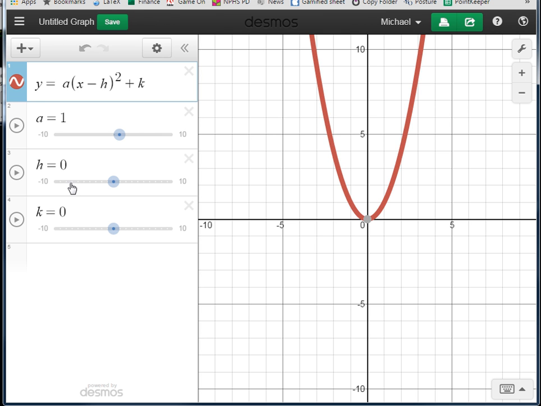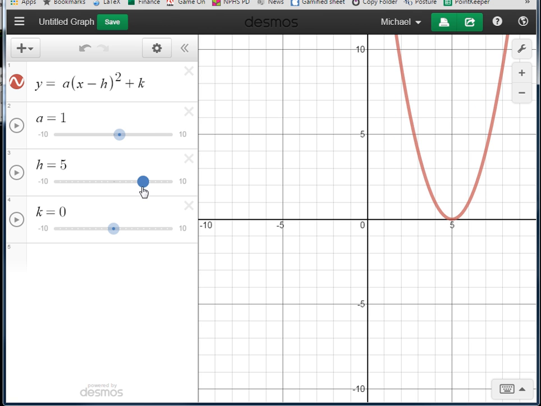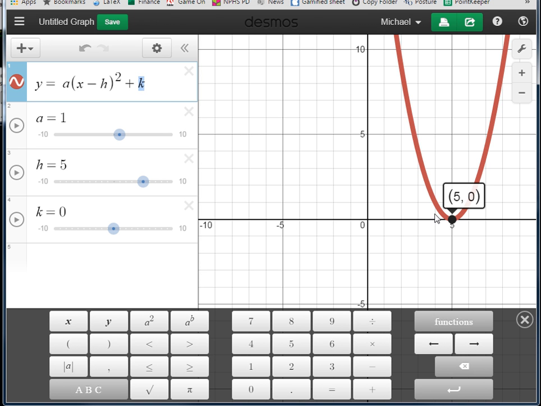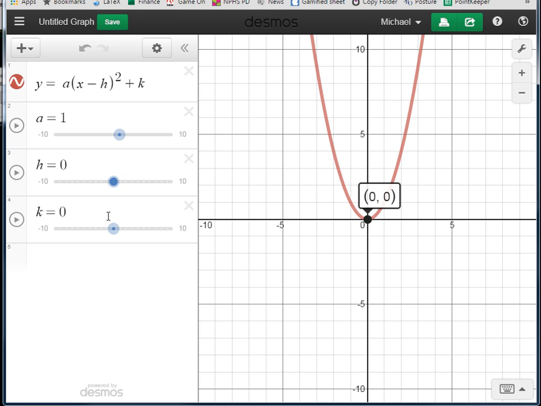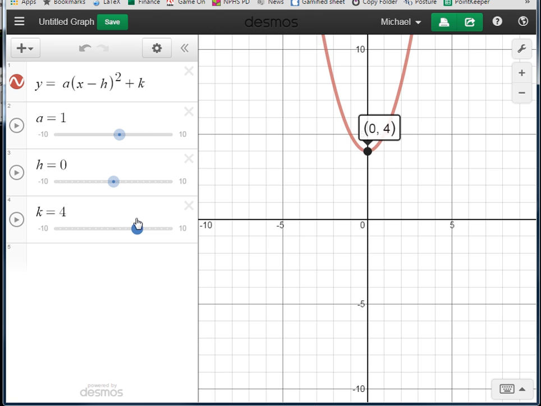And then if I move the h around, if I make h like 1, 2, 3, 4, 5, then my vertex is now at x is 5, y is 0. So the h is kind of like the x coordinate of the vertex, and the k is the y coordinate of the vertex. Again, let's try something different. I'll bring the h back to 0, and I'll move k up. So there we go, k is going up to 5.